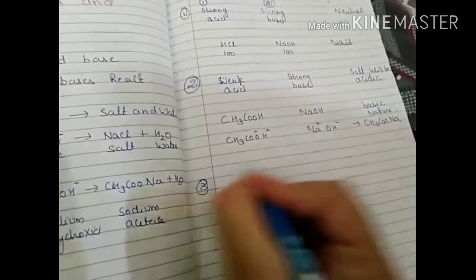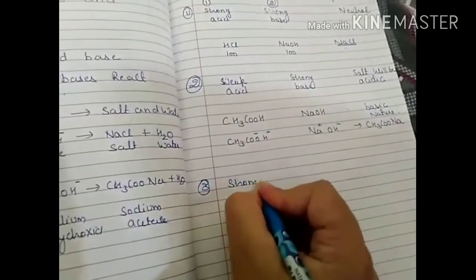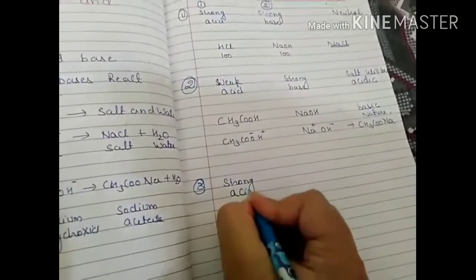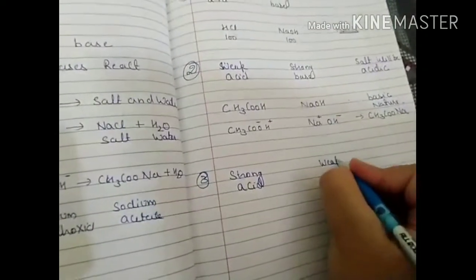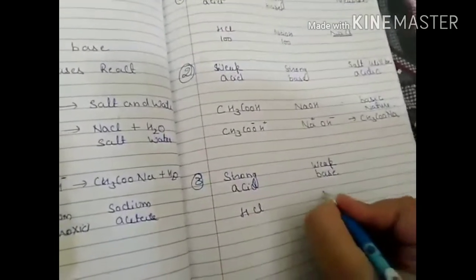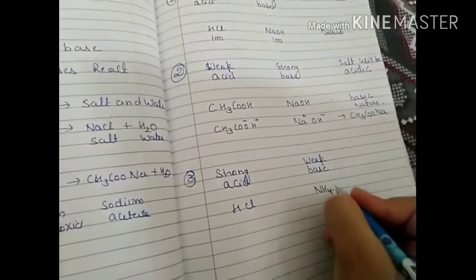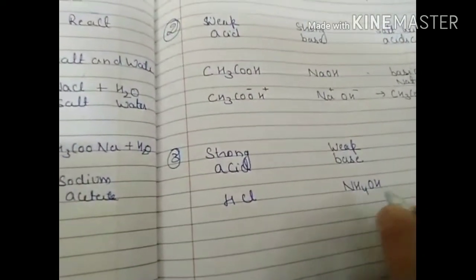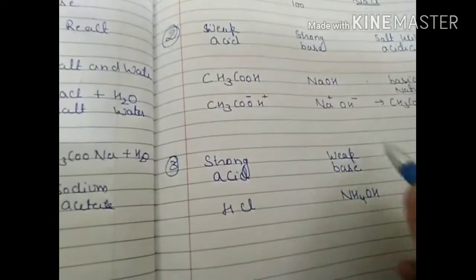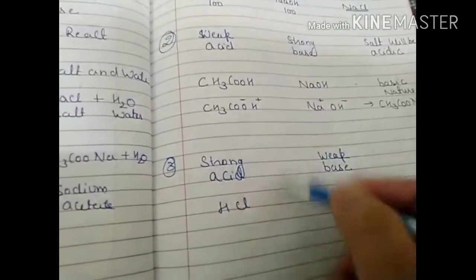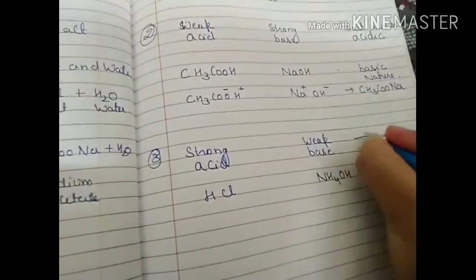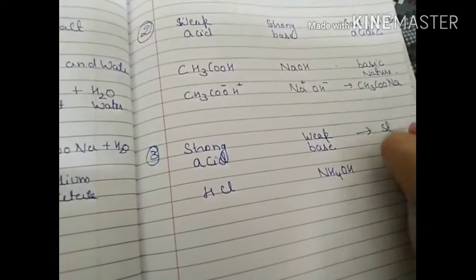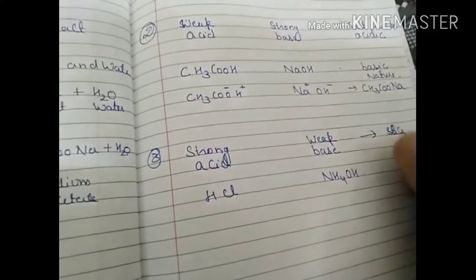Third type, where we have a strong acid and a weak base. For example, here we have HCl and here we have a weak base, ammonium hydroxide. Clear? So HCl is a strong acid, ammonium hydroxide is a weak base. The weak base will not show its characteristic, the strong acid will show. So the nature of the salt will be acidic in nature.